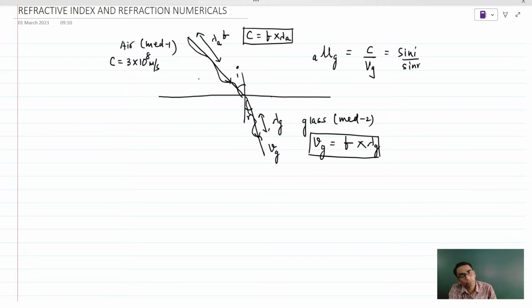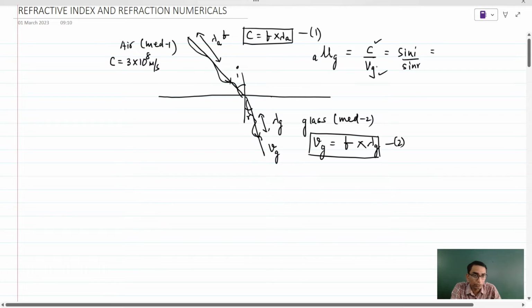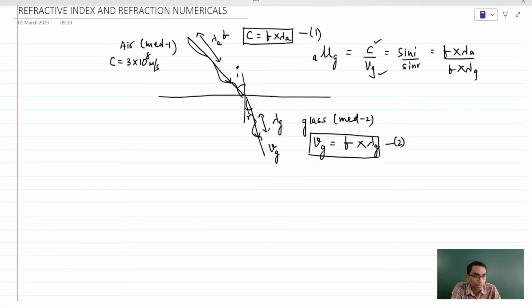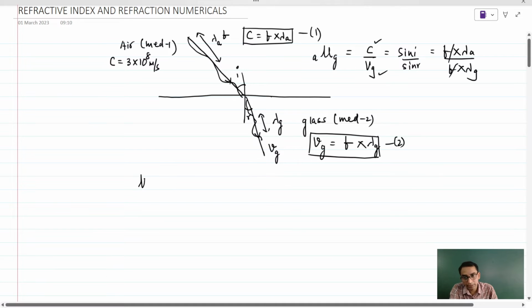Now the frequency does not depend upon the medium, it's a characteristic of the source. So that means equation number 1 and 2 can be substituted in place of c and Vg. So this will become f multiplied by lambda a upon f multiplied by lambda g. So you'll also get the ratio of the wavelength. Okay, fine. Now how to generalize these things?